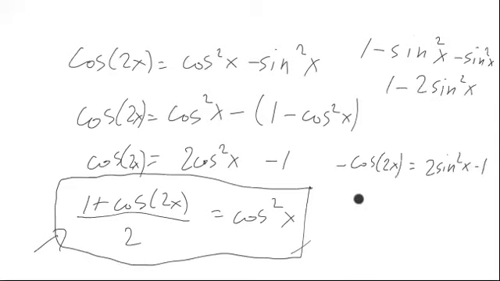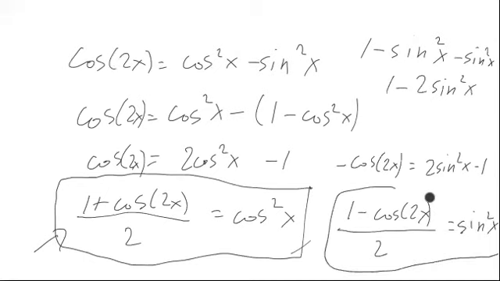Then if we add 1, so 1 minus cosine 2x, and then divide by 2, we get another nice identity, which we will be using often right here. Sine squared x is the same as 1 minus cosine 2x, all divided by 2. So using these two identities will be very valuable. Keep these in mind as we go along.